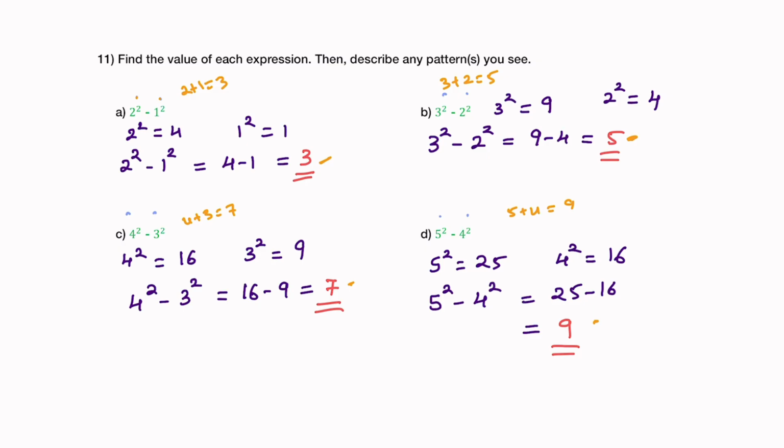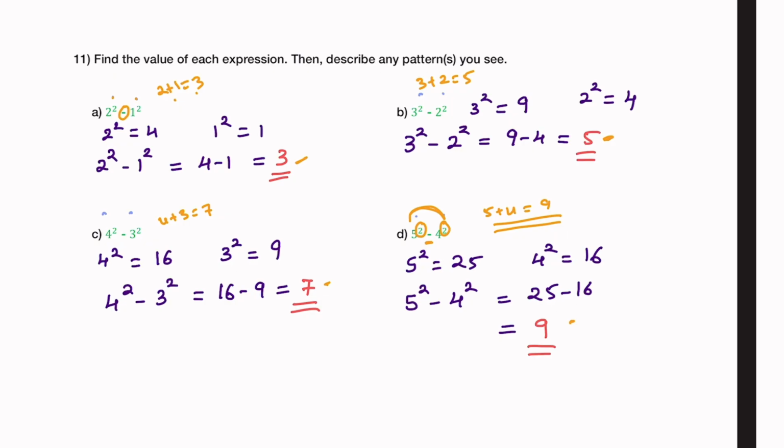It says that when you find the difference of the square of two consecutive numbers, 2 and 1 are consecutive numbers, right? So the larger minus smaller, okay? So when you find the difference of the square of two consecutive numbers, it is equal to the sum of those two numbers, 2 plus 1, 3, right? The difference of the squares of two consecutive numbers is equal to the sum of those two numbers. Okay? So this is the pattern that we observe here.